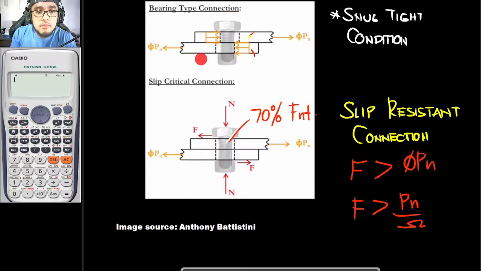So for your bearing type connection, these bolts right here are only tightened to what we would be calling the snug tight condition. So it would just be that. As for your slip critical connection, it would go further than your snug tight condition. So let's say that it would be tight already, they would still be tightening it up until it would reach 70% of the tensile load of your bolts. Am I making myself clear, guys? Yes, sir. Okay, very good.